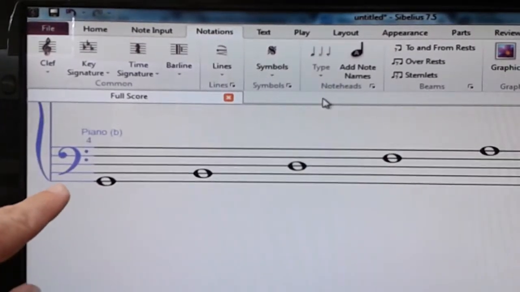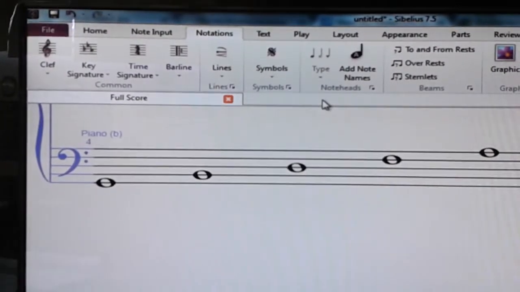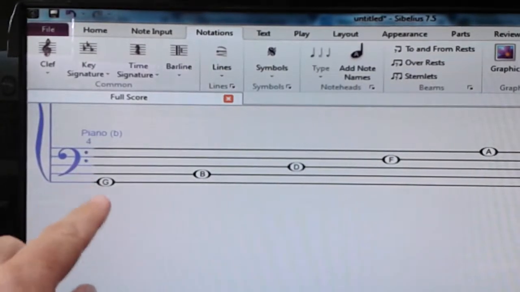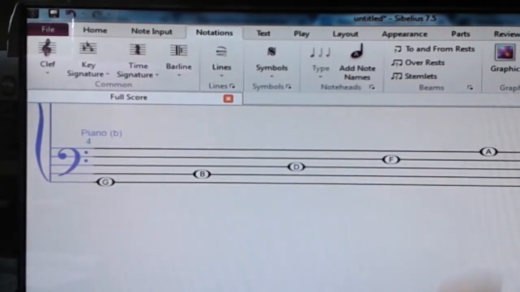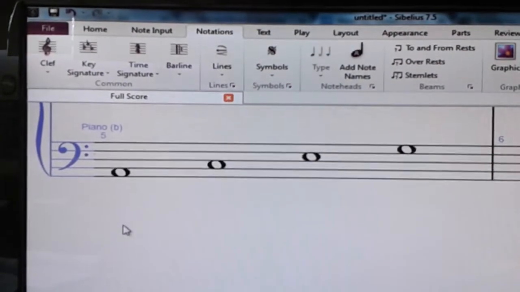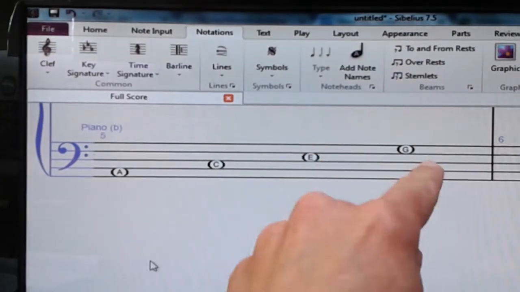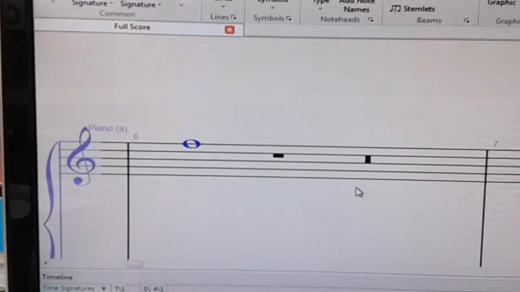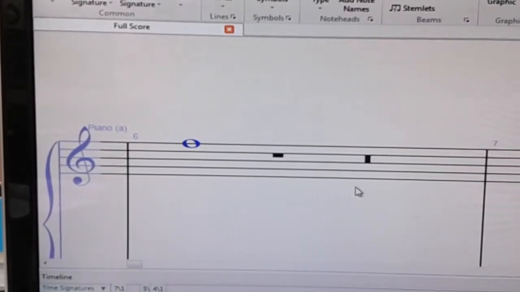For the bass clef, the notes on the lines are as follows: G, B, D, F, A. That's like great big dogs from Australia or America or something. And the spaces are A, C, E, G. All cows eat grass.